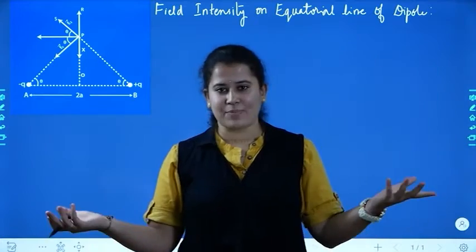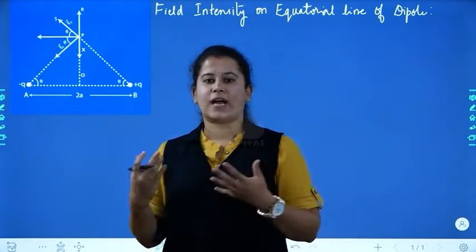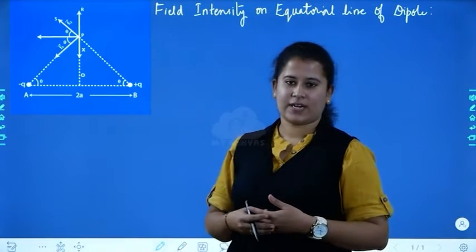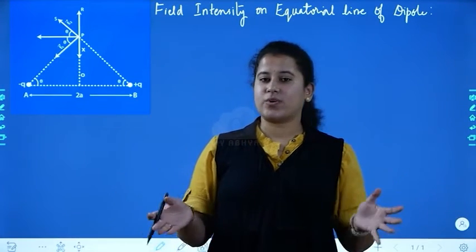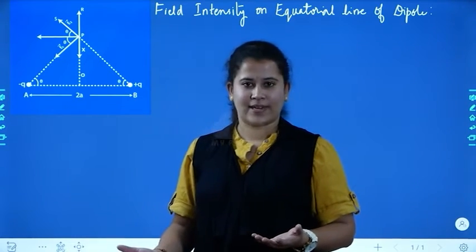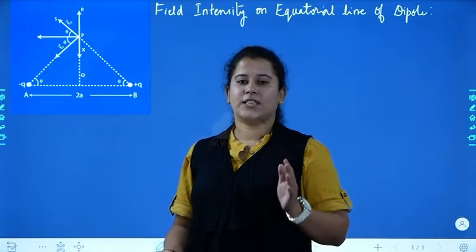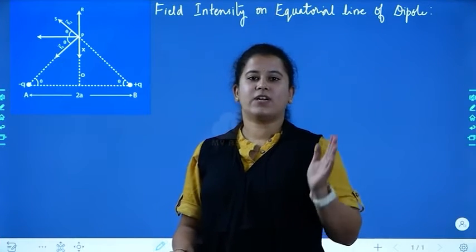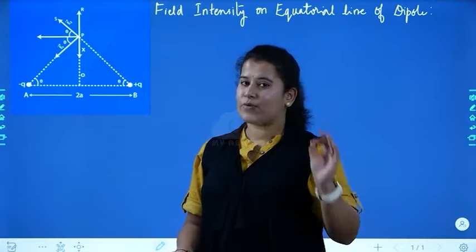Okay, so what is a dipole? Dipole is nothing but a pair of two equal and opposite charges, right? So what do you mean by equatorial line, or transversal line? Because equatorial line is also called a transversal line. Clear? So coming to the point here, we have to find the intensity whenever the point is on an equatorial line.